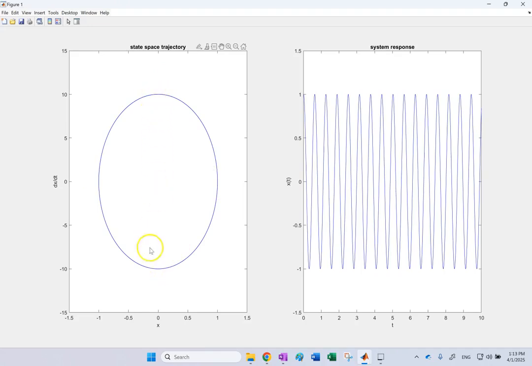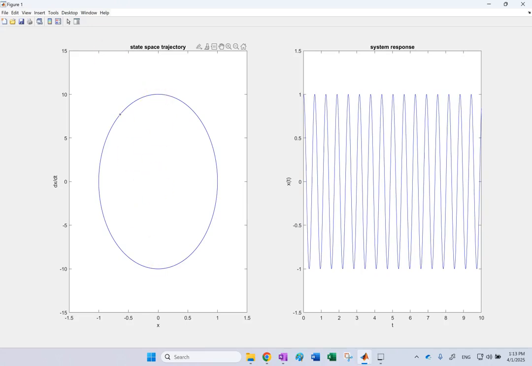What does this tell you? When your y or x dot axis is bigger, that means your omega n is bigger. And it is. In this case, your omega n is 10, because the square root of k over m, the square root of 100 over 1, is 10. And that's exactly what it is. Look, your semi-minor axis is 1. Your semi-major axis is 10.